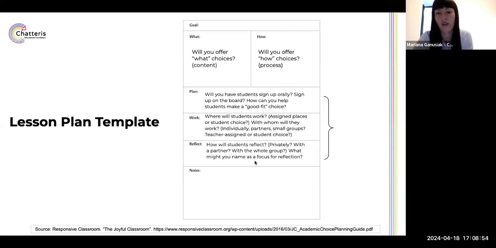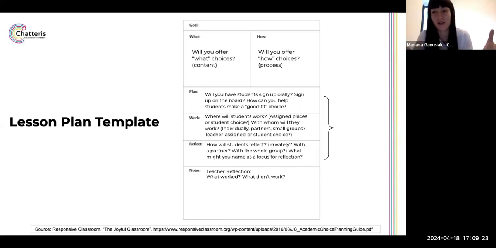And then we have the reflection stage. And here, as we just touched on, you will need to decide how you will go about your reflection. Will students reflect independently, with a partner, as a whole class? Will they take turns to present their work, or just use a reflection journal? And finally, it's extremely important for you as a teacher to reflect as well.